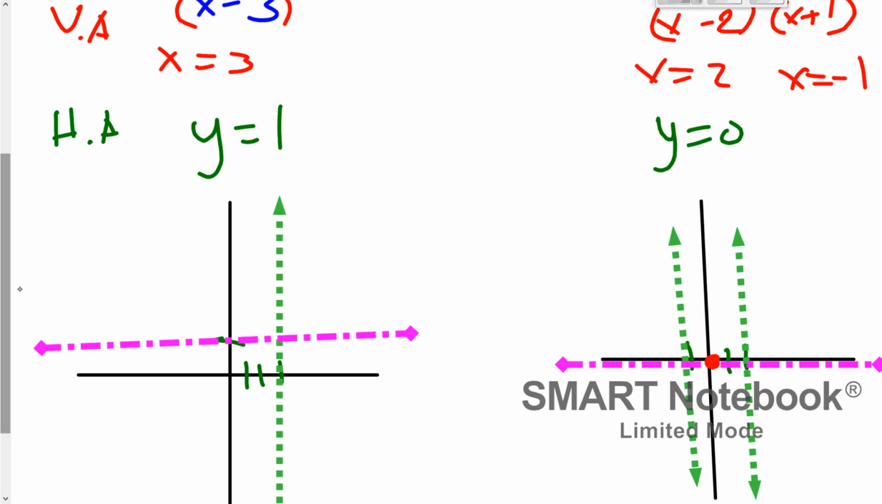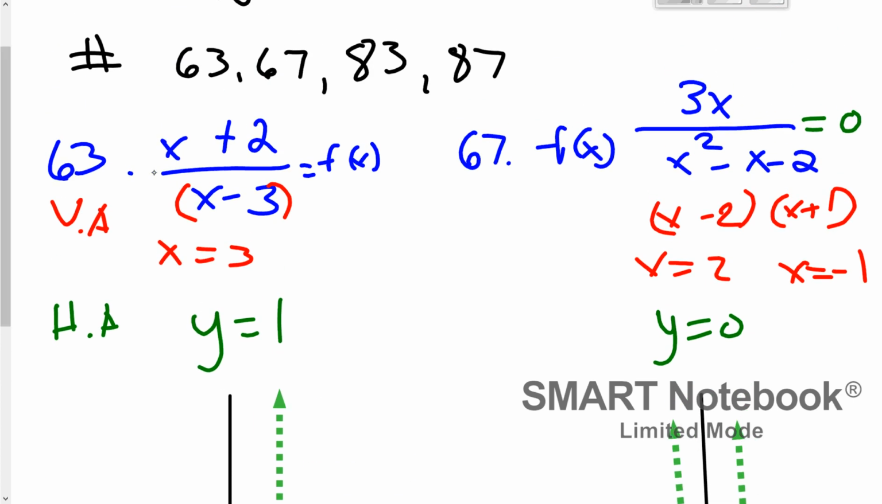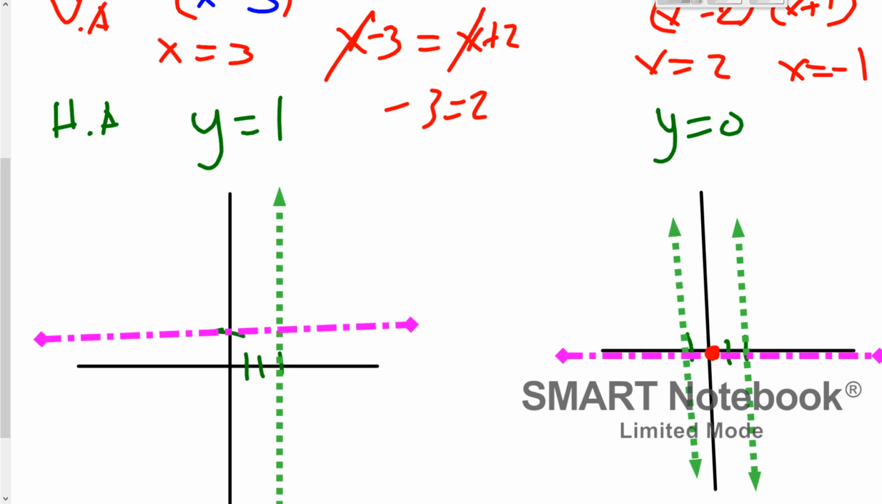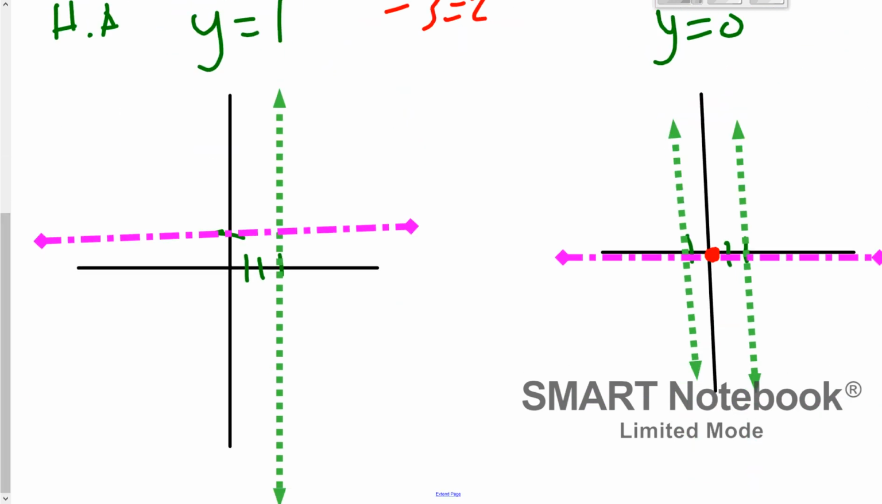Okay, on this one, we set this one equal to 1, 63 equal to 1. When we multiply by the denominator, we get x minus 3 equals x plus 2. And so the x's are going to cancel out, so we get negative 3 equals 2, so that means it doesn't cross.